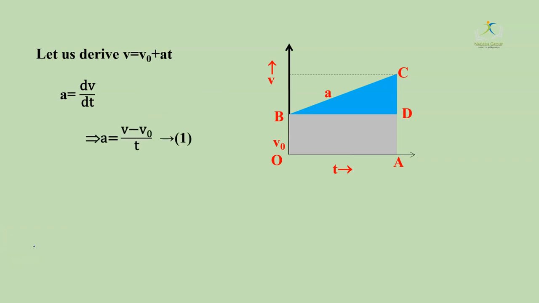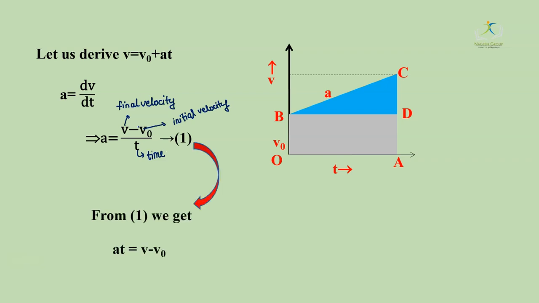So a is equal to dv by dt, and dv is a small change, which we are taking as final velocity minus initial velocity, divided by time. From here we get the equation at is equal to v minus v naught, or we can write v is equal to v naught plus at. This is equation number 1.